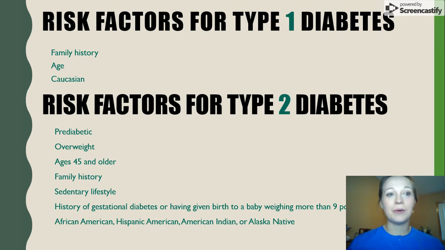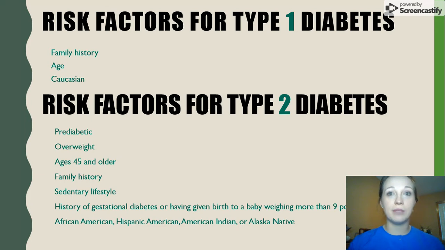All right, so risk factors for type 1 diabetes. Typically you're born with it, or it's nothing that a person does, but it's just something that happens. A lot of times it's because of family history, a person's age can affect that, and a person's race. Caucasians are more likely to develop type 1 diabetes. And these three risk factors, your family history, age, and your race, those are all what we would consider to be non-modifiable risk factors. So you cannot change those.